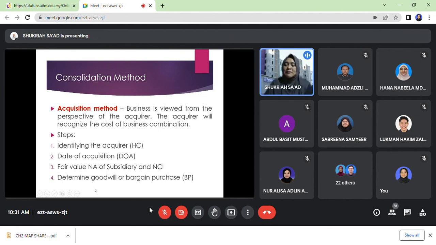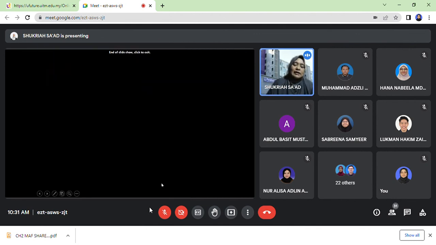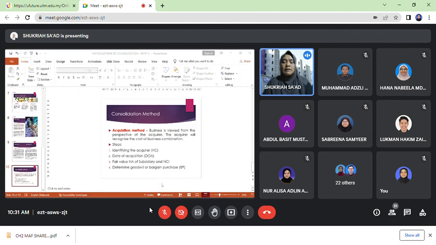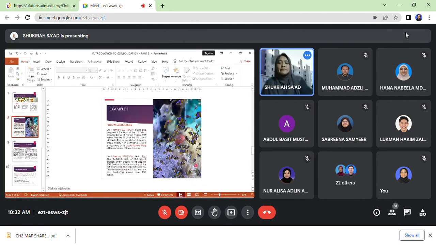Okay, number four, determine goodwill or bargain purchase. Ni last sekali. Lepas you tahu siapa acquirer, what be the DOA, what be the fair value of net asset of subsidiary, and what be the fair value of the non-controlling interest, baru boleh determine goodwill or bargain purchase. Okay, kita stop kat sini. Okay, nanti next class kita akan terus sambung dengan this one. Okay, example 1.